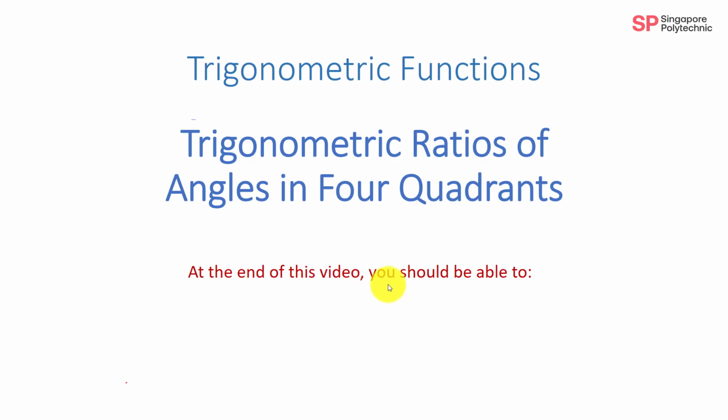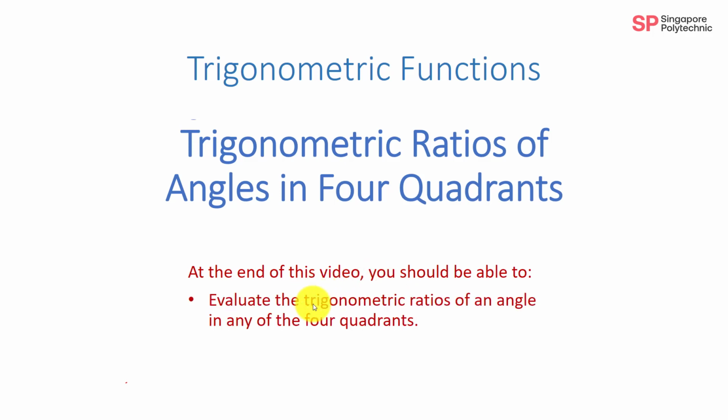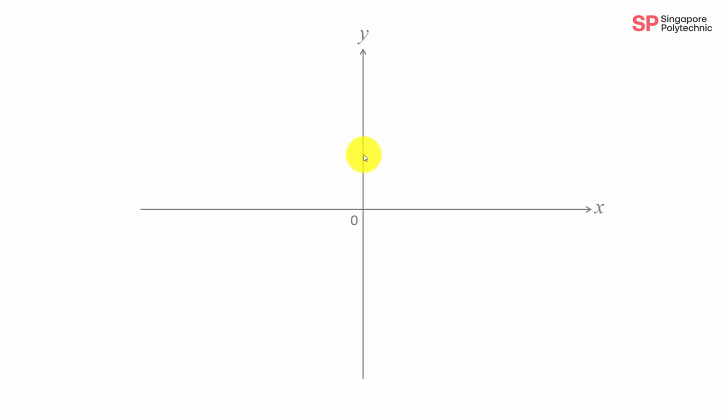At the end of this video, you should be able to evaluate the trigonometric ratios of an angle in any of the 4 quadrants. The xy axis divides the xy plane into 4 quadrants.